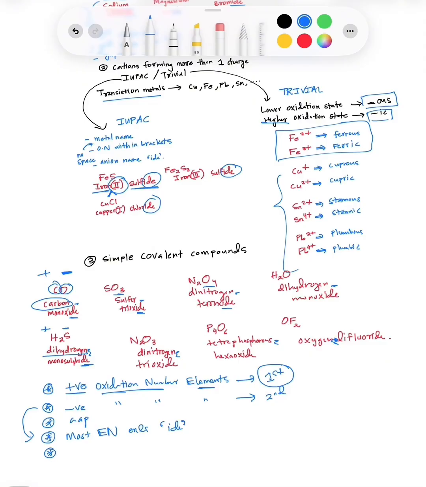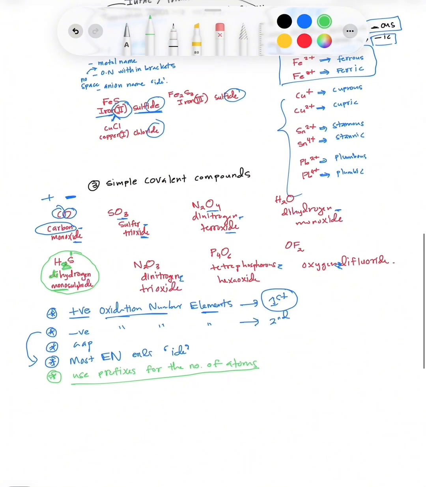And here there's a special case. Let me write it in a different color. The special case is we use prefixes for the number of atoms, right? Now see here, if I take this example, according to this rule, there are 2 hydrogen, so we say dihydrogen, okay? Since it's 2 hydrogen, we say dihydrogen, and for the sulfur, there's only 1 sulfur, so we say monosulfide. So we use prefixes for the number of atoms.